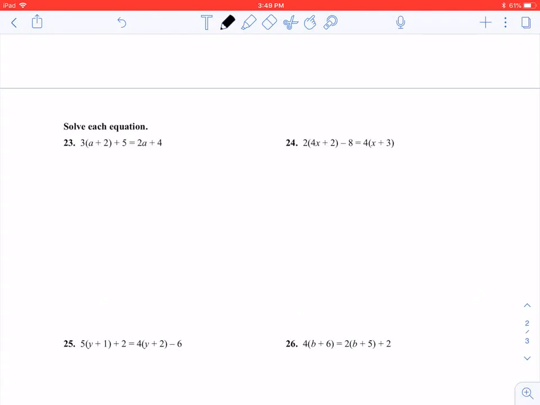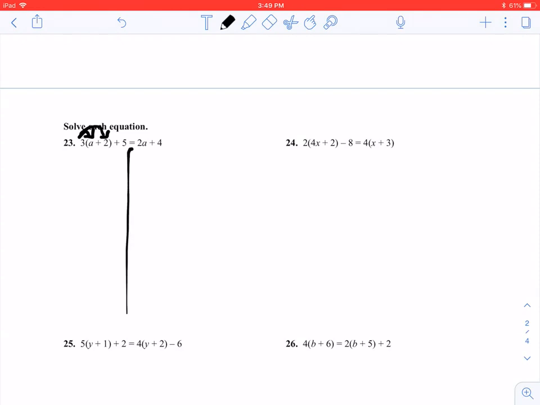I'm going to cover the problems that you had to solve at the end of this chapter 8, section 2 worksheet, the 23 through 28, where you had to distribute and then solve. So these are all pretty involved. They take a good amount of work. So let's get started. The first one, you had to distribute the 3 to both the a and the 2.